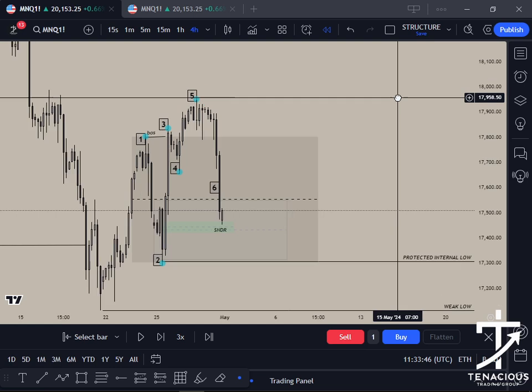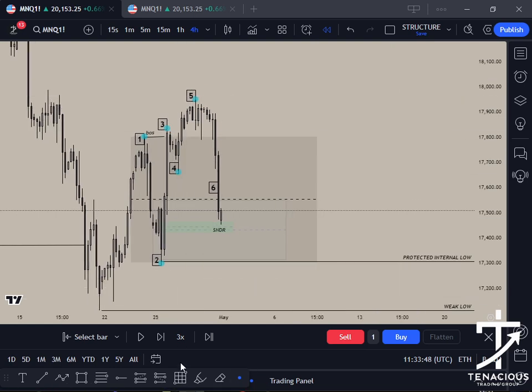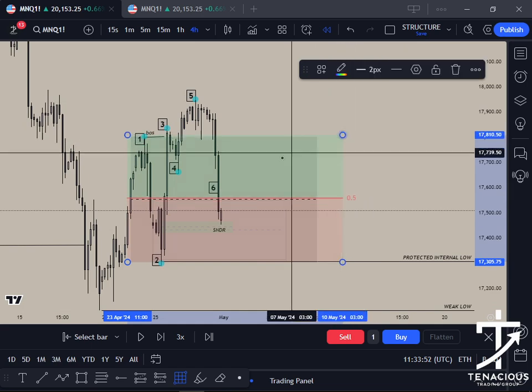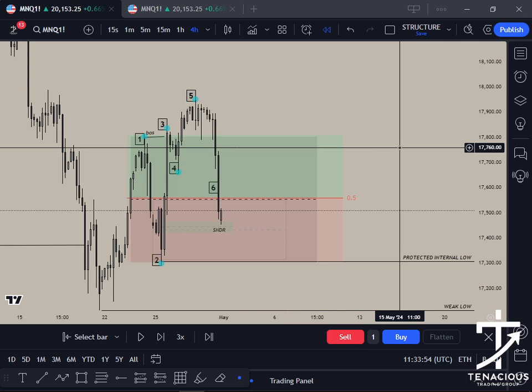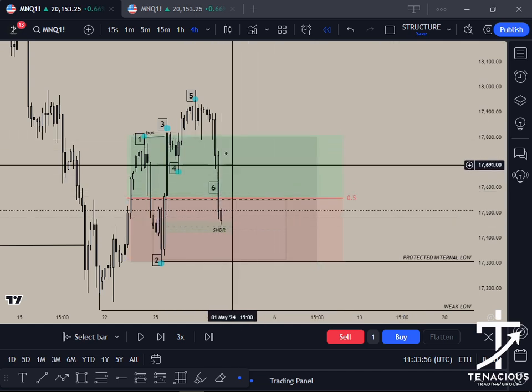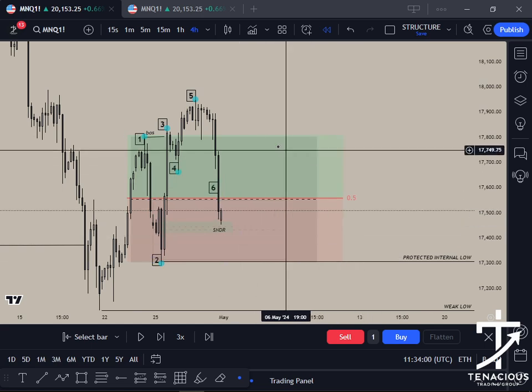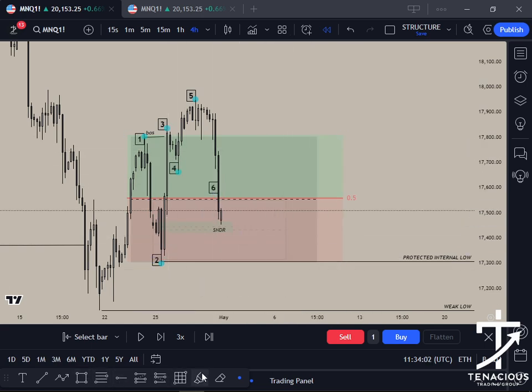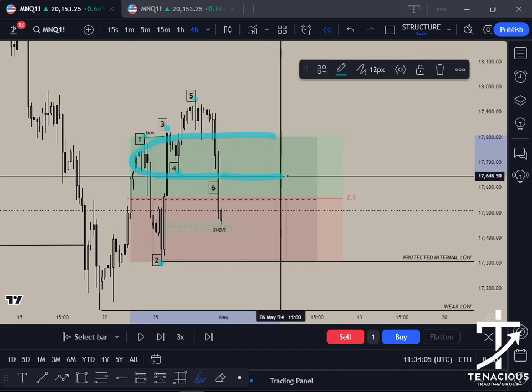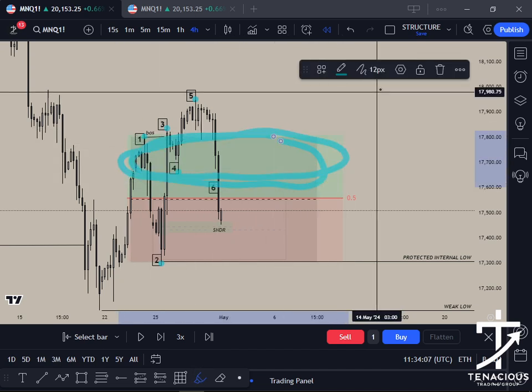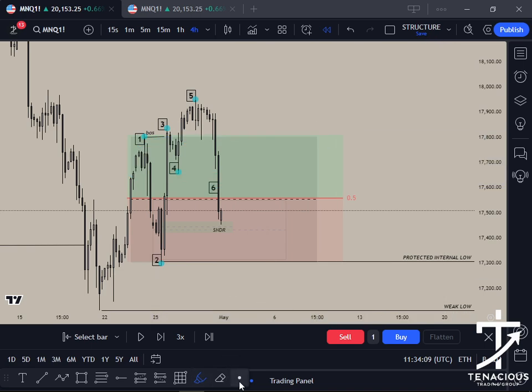Again, what's premium and discount? For those that don't know what premium and discount is, it is literally just the 50%. That's all it is. So being lower than the 50% in order for me to potentially look for long. I don't want to short in this area. Why? Because price is too expensive. Why would I want to short there?